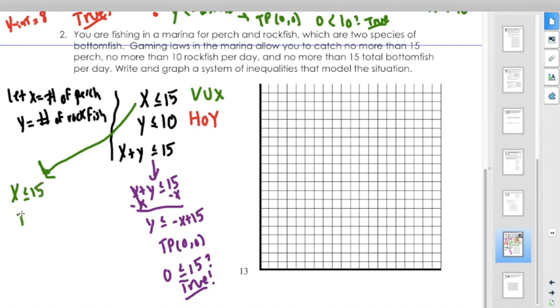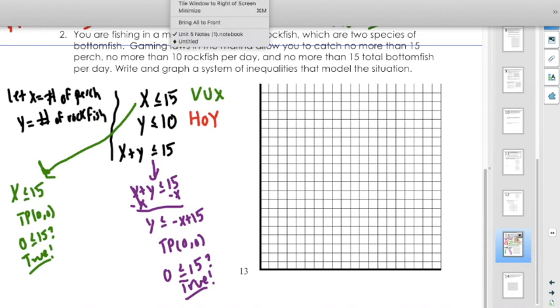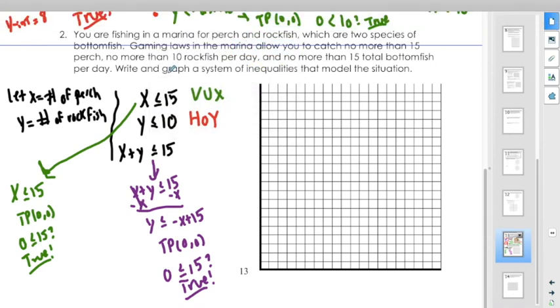X is less than or equal to 15. Test point of 0, 0. So, is 0 less than or equal to 15? Well, yeah. Yes, it is. And now the last one, y is less than or equal to 10. Hopefully you guys could just see whether this is going to be true or false if we use a test point of 0, 0. But let's write it out. So y is less than or equal to 10. Test point 0, 0. So 0 in for y, is 0 less than or equal to 10? Well, yes, all three are true.